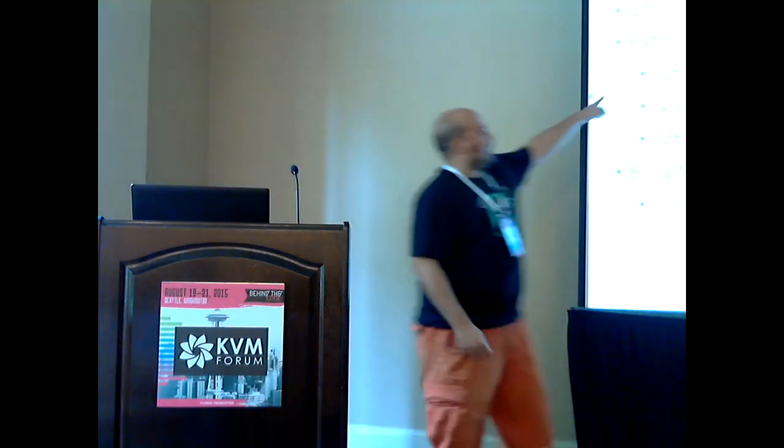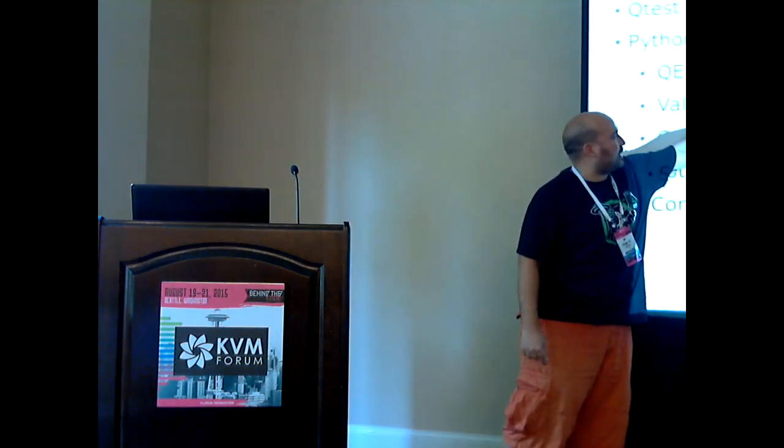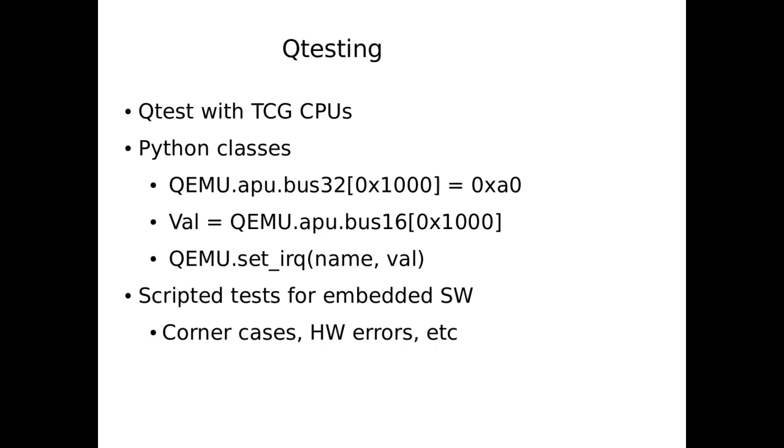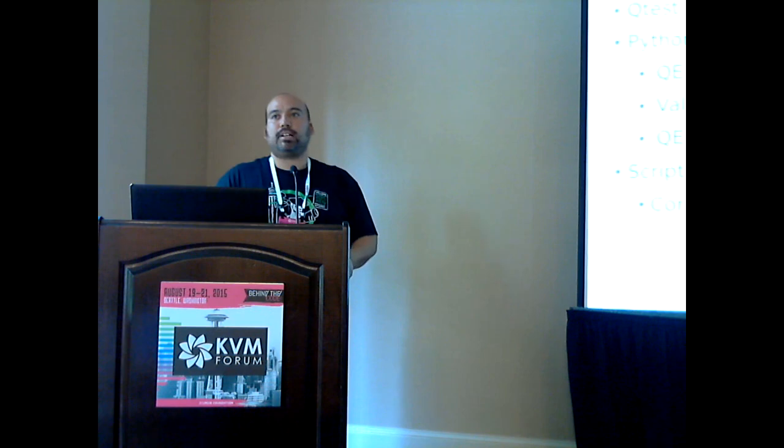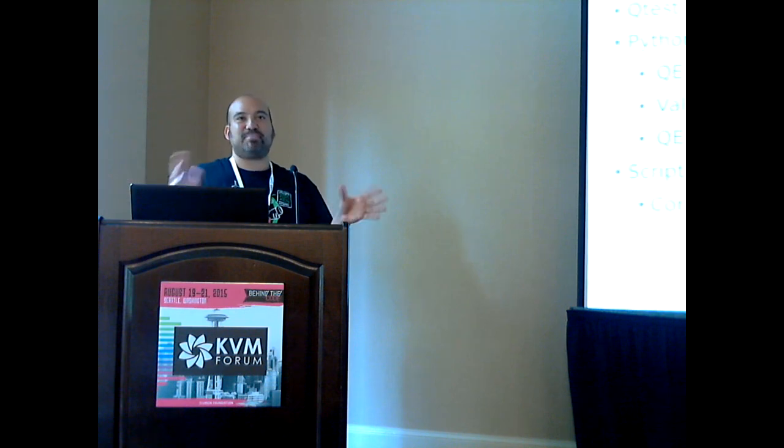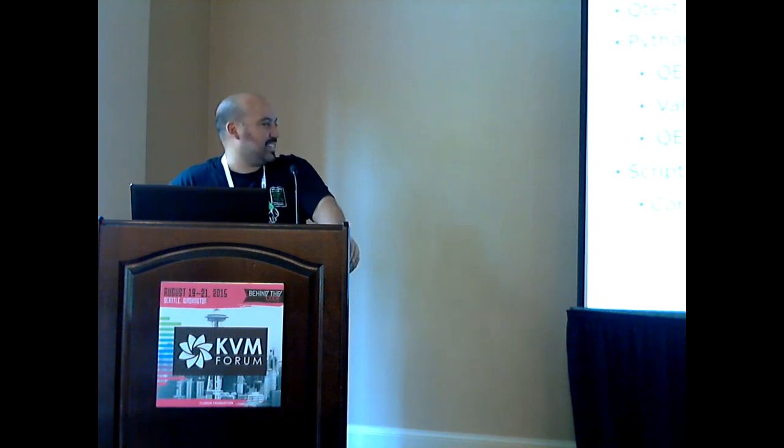So this line here is doing a 32-bit write to address 1000 in hex and writing the A0. The next line is reading from the same address, 2 bytes, and we added support for setting signals as well, so artificially raising interrupts. And we started writing tests like this, but eventually it kind of bit rotted, unfortunately. But this is something we really want to pick up again, because I think there's a lot of value in that.